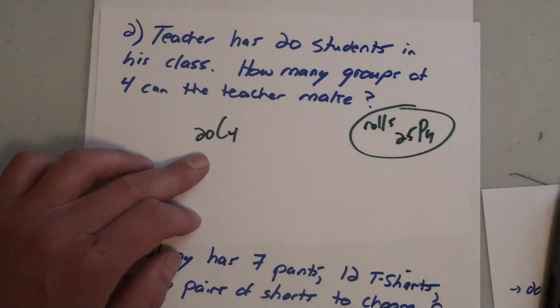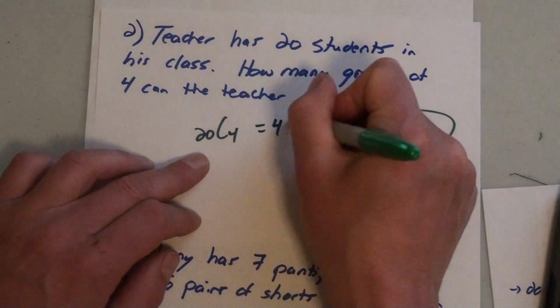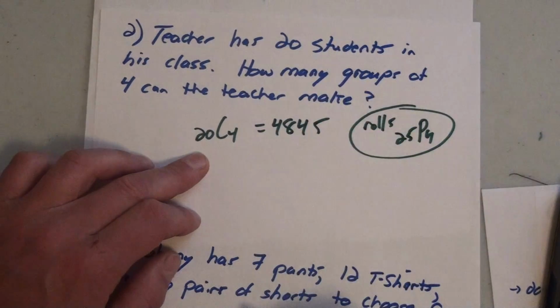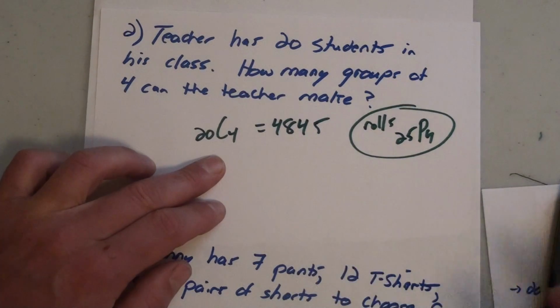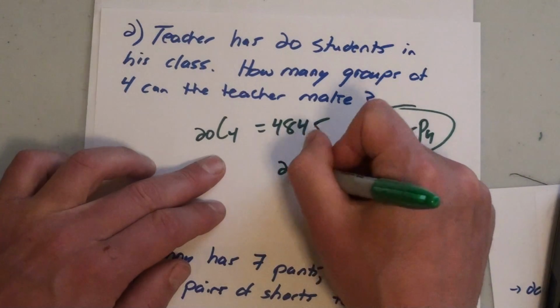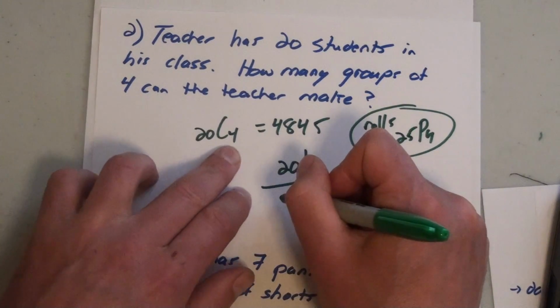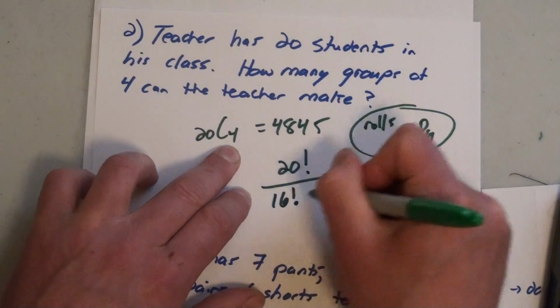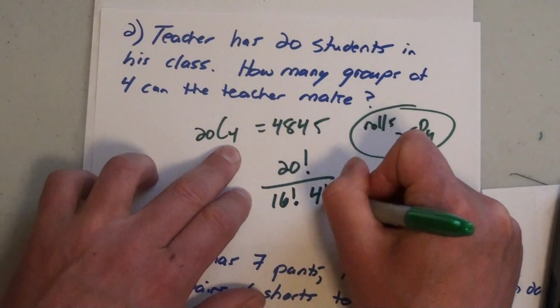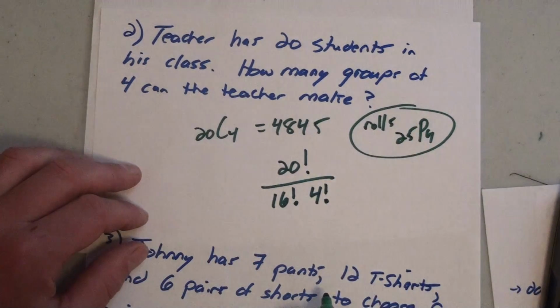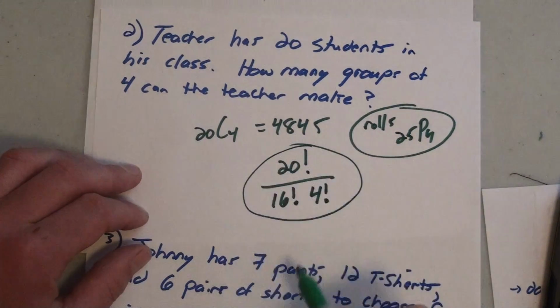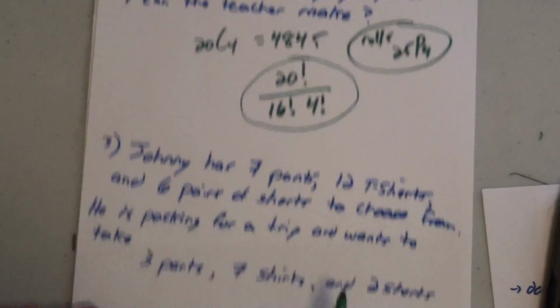Now if you didn't have a calculator with that button, it'd be 20 factorial divided by n minus r, so 16 factorial, divided by your r factorial again, which would be 4 factorial. That'd be if you did not have the calculator with that button.